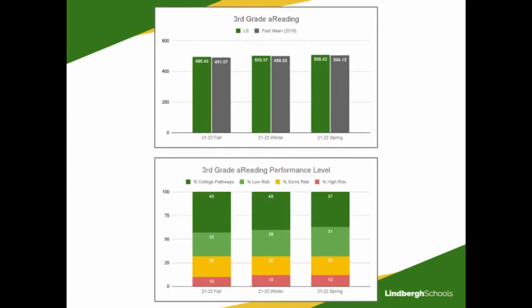Next slide, we move into third grade A reading. So this one, once again, we outperformed the national mean, and we were 0.35 of a point off the pace.